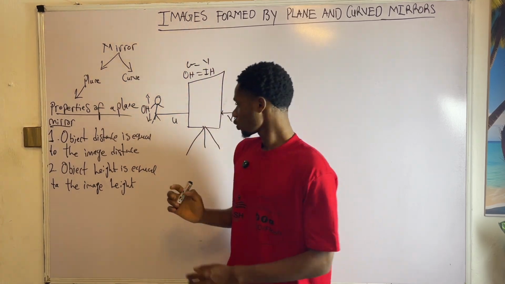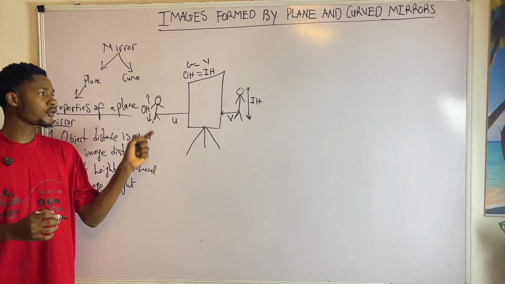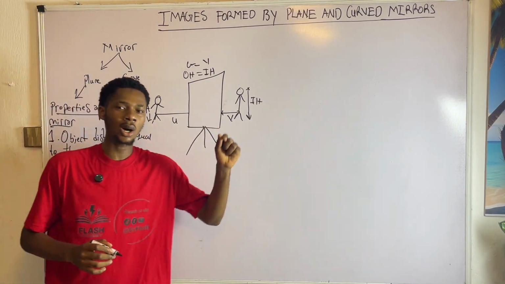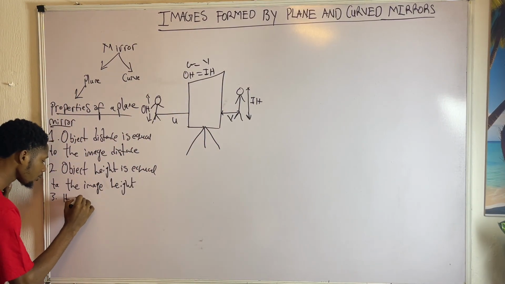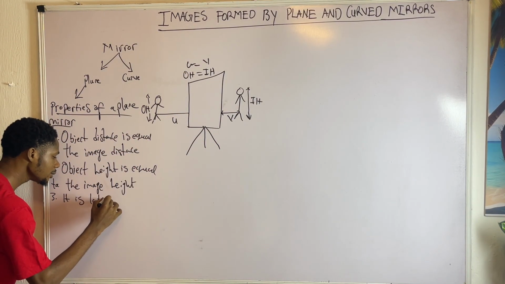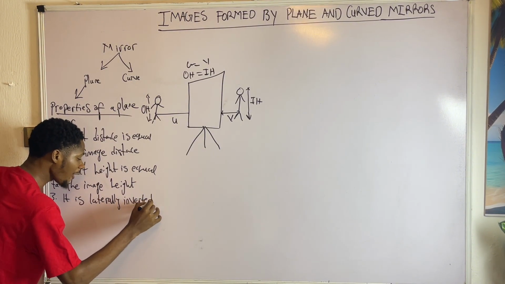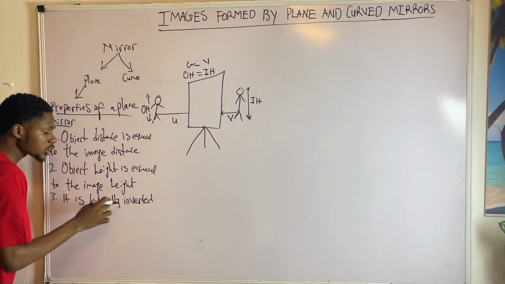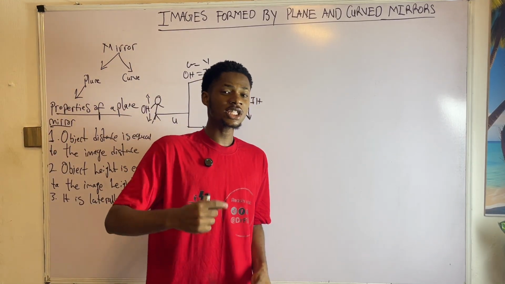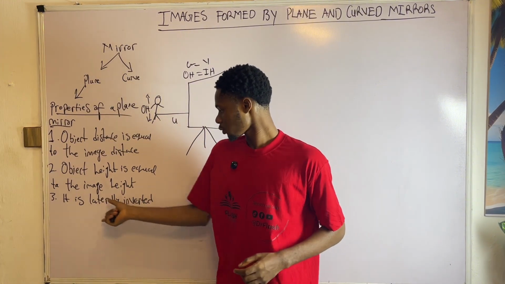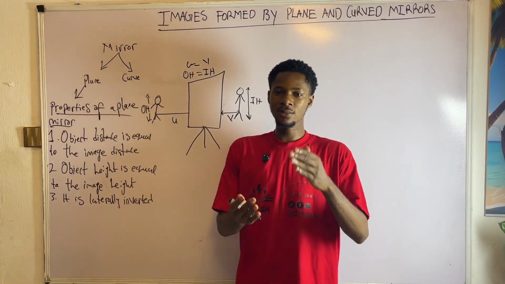So number 3 property you should take note of: the image formed in front of a plane mirror is laterally inverted. Now if I remove this 'laterally' and I put just 'inverted', it will mean that it is just turned upside down. So when we say it is inverted and there is no 'lateral' in front, we are saying that the image is turned upside down.